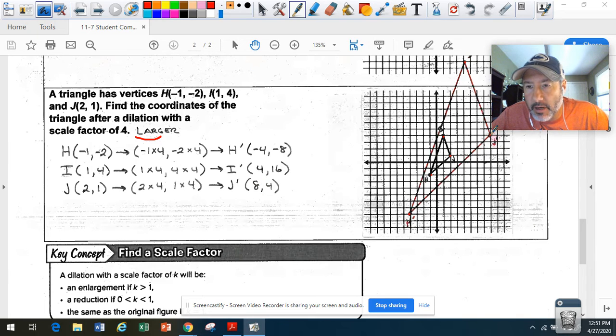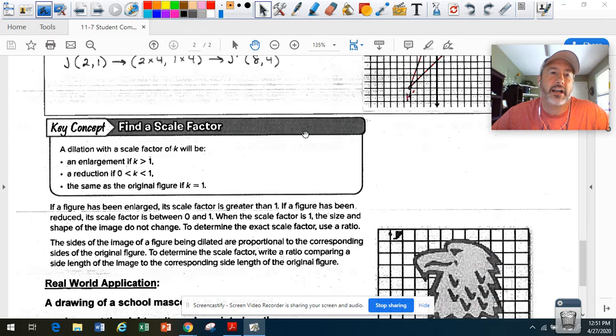The J would be right here at 8 comma 4. Plot those in there and then connect those vertices, and that gives you your dilated shape, which is much larger than your original triangle. So let's look here, make sure we understand these rules when finding the scale factor.